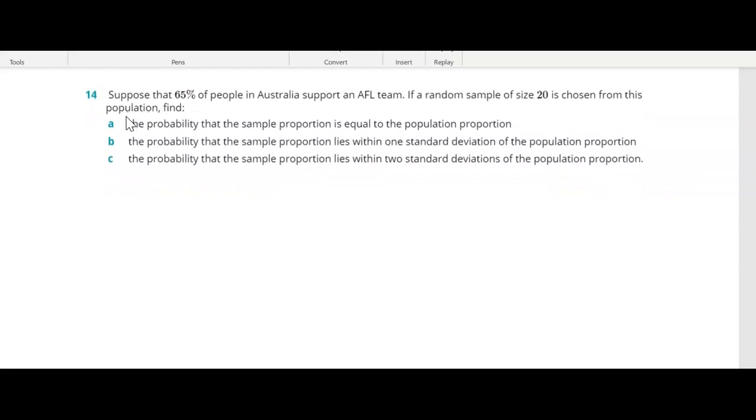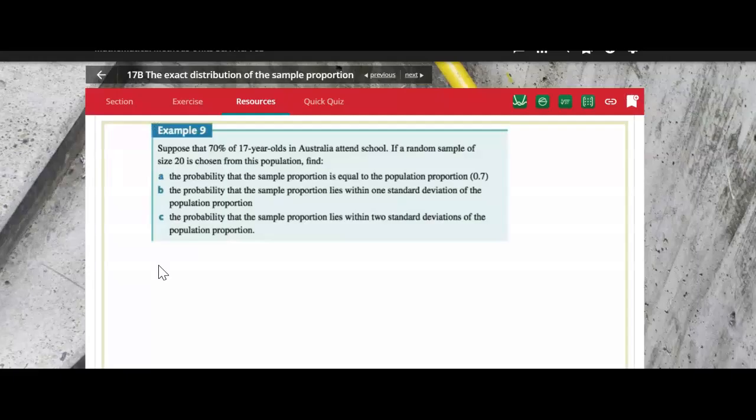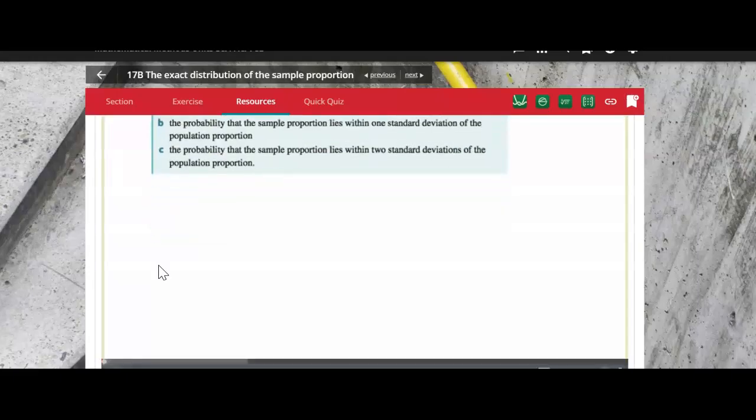So suppose that 65% of people in Australia support an AFL team. If a random sample of size 20 is chosen from this population, find the probability that the sample proportion is equal to the population proportion. Now, before we do this question, because it's similar to one of the examples, I'm going to take you to the example and play you through it.